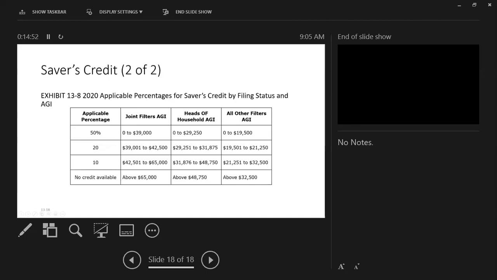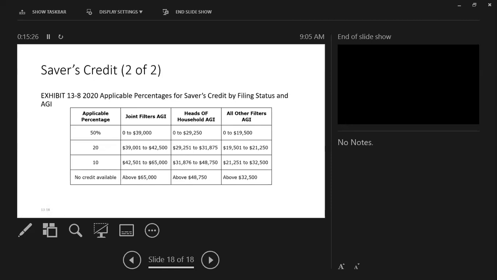What would be her saver's credit if her AGI is 15,000? Well, now the maximum contribution that could be used to calculate the credit is 2,000. So if you contribute more than 2,000, 2,000 is the limit, else you use the actual contribution. And because her AGI is in this range, 0 to 19, she could take up to a 50% credit. And I believe that is a refundable credit.